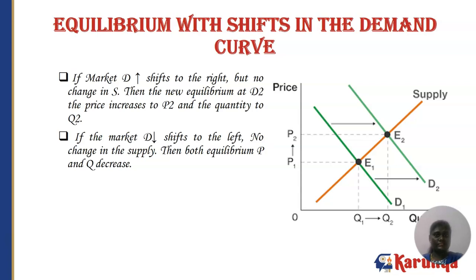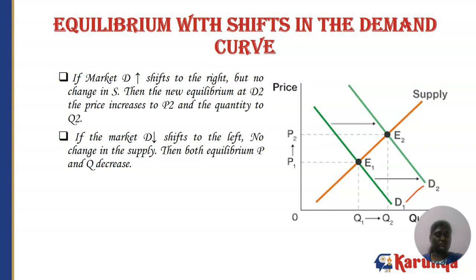With the diagram, let us study market equilibrium with shifts in the demand curve. When market demand increases, that is, when it shifts to the right, and there is no change in the supply, as you can see in the diagram, the shift is from D1 to D2 towards the right. Then at the new equilibrium, the price increases to P2 and the quantity increases to Q2. So there is an increase in both price and quantity when there is no change in the supply curve but demand increases.